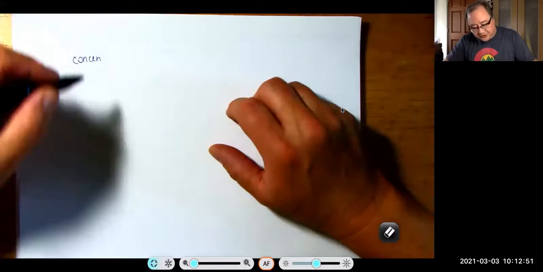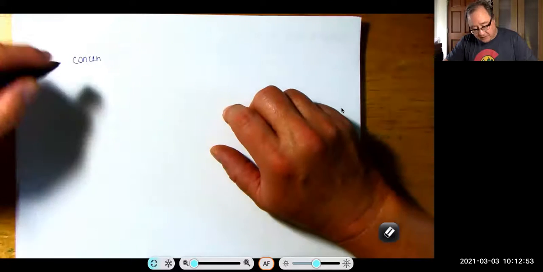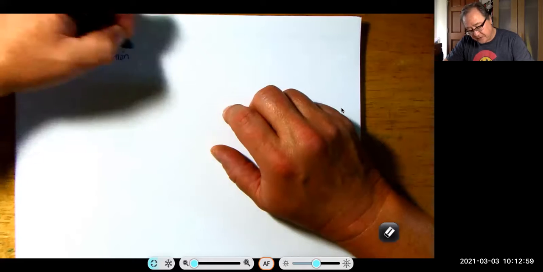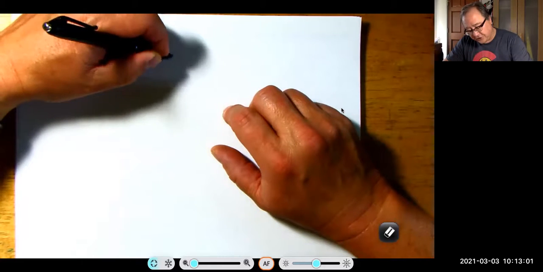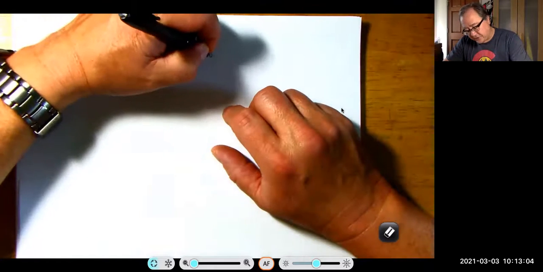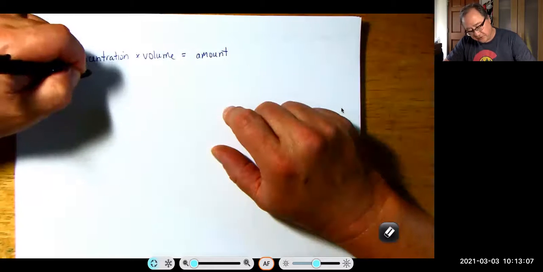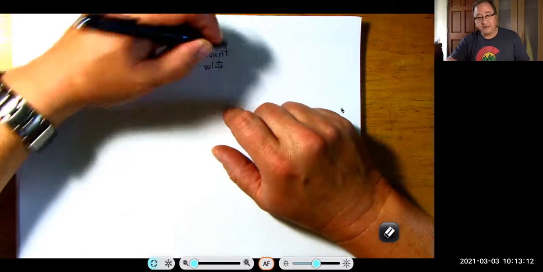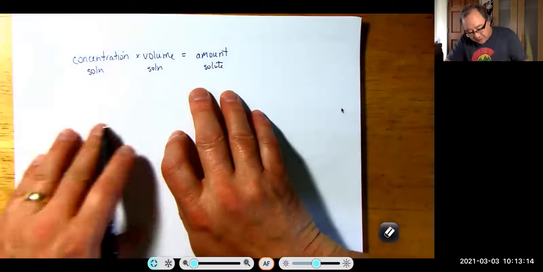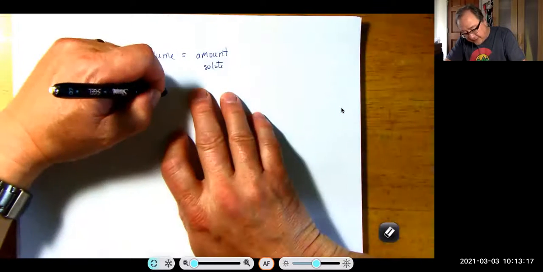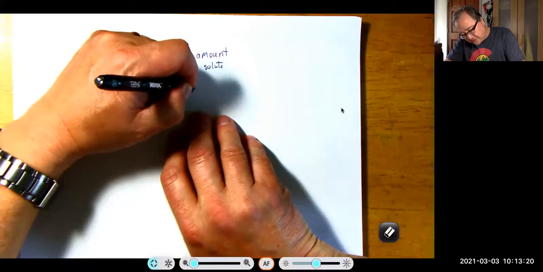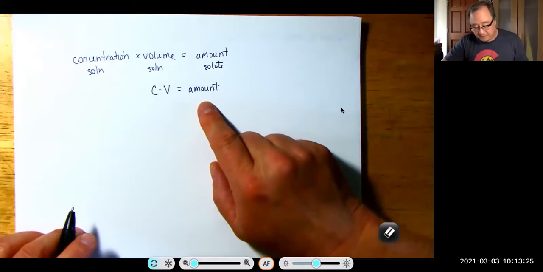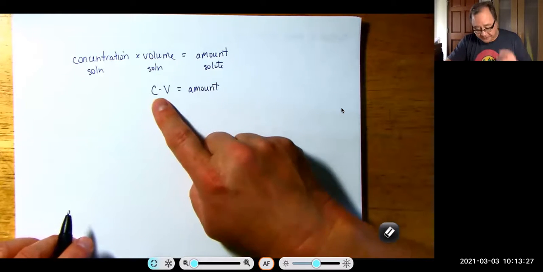Okay, so for solutions, the two big formulas that you want to remember are concentration of the solution times the volume of the solution is going to be the amount of solute. So I'm going to put solution, solution, and solute. So this can be written much more simply as C times V equals amount. And amount is specifically vague because it depends on the concentration.